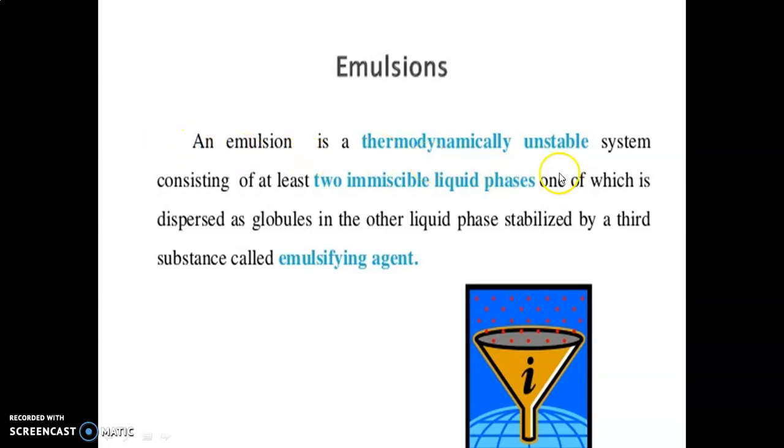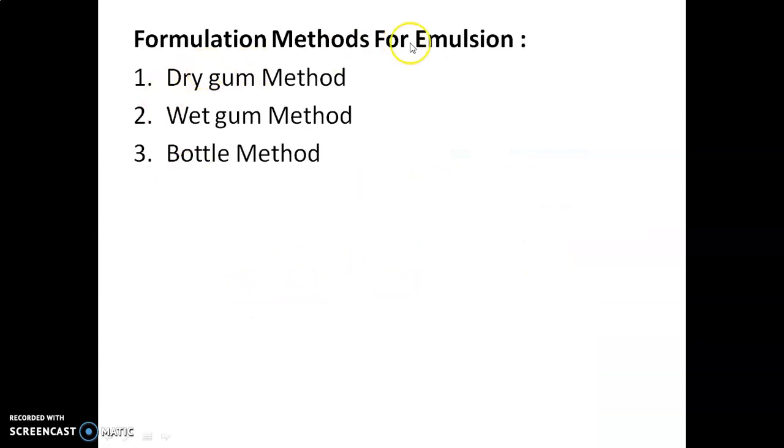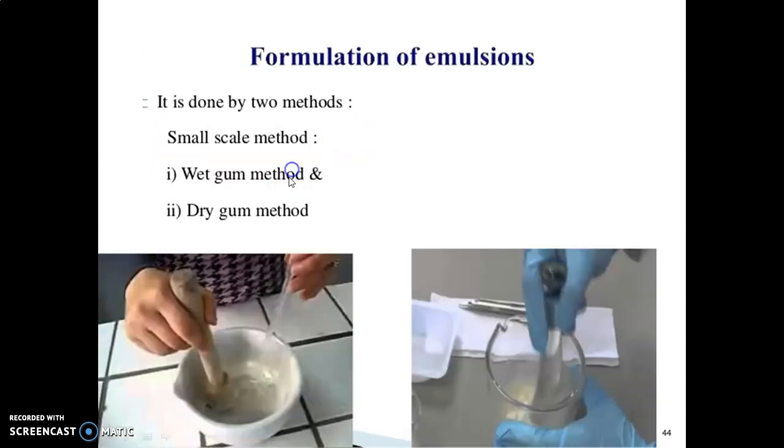An emulsion is a thermodynamically unstable system consisting of at least two immiscible liquid phases, one of which is dispersed as globules in the other liquid phase, stabilized by a third substance called emulsifying agent. The formulation methods for emulsion: dry gum method, wet gum method, and bottle gum method.